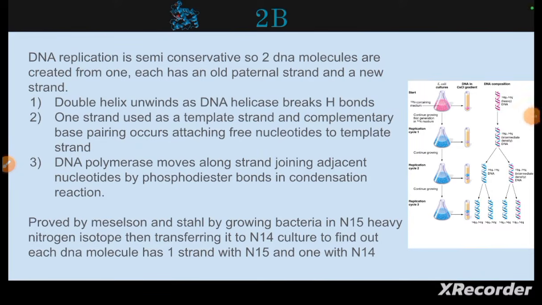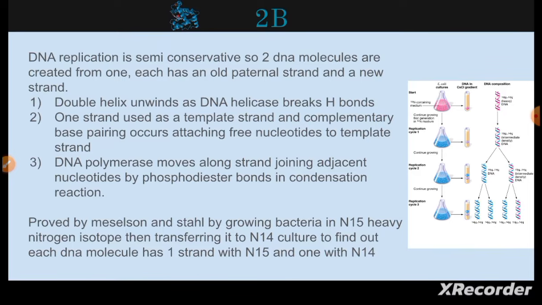It's commonly asked to describe semi-conservative replication or just DNA replication, and it's always semi-conservative. So you have to write the steps. The double helix unwinds as DNA helicase breaks the hydrogen bonds. One strand is used as a template strand, and complementary base pairing occurs, attaching free nucleotides to the template strand. DNA polymerase moves along the strand, joining adjacent nucleotides by phosphodiester bonds in a condensation reaction to make the new DNA.